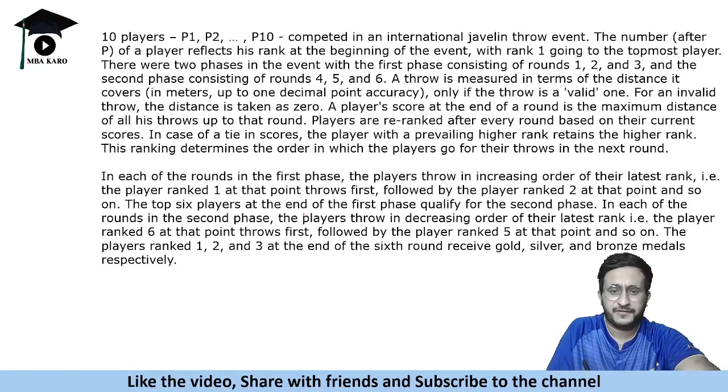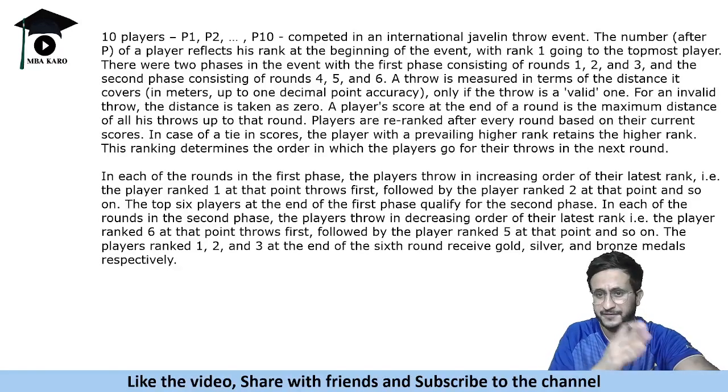In each round in the first phase, the players throw in the increasing order of their latest rank. That is, the player ranked 1 at that point throws first, followed by the player ranked 2, and so on. So for the first 3 rounds, that is phase 1, players ranked 1 to 10 will throw in that order. The topper will throw first, the second ranker will throw second, and so on. The top 6 players at the end of the first phase qualify for the second phase. So whoever are the top 6 will qualify for the next phase. Now rankings will change after each round.